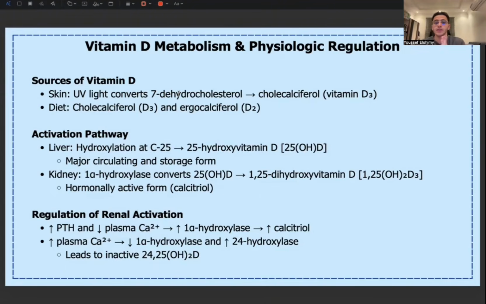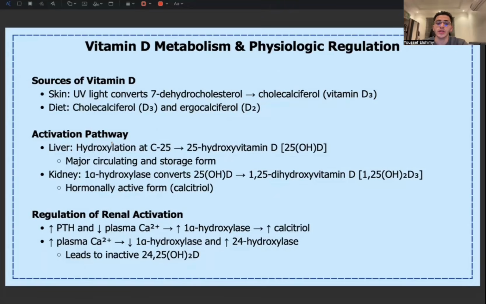UV light converts the 7-dehydrocholesterol in our skin into cholecalciferol, which is also vitamin D3. Or we can get vitamin D from our diet, in the form of cholecalciferol and ergocalciferol. Okay? This is the first thing. Those two, vitamin D3 and vitamin D2, go to the liver and undergo the first hydroxylation.